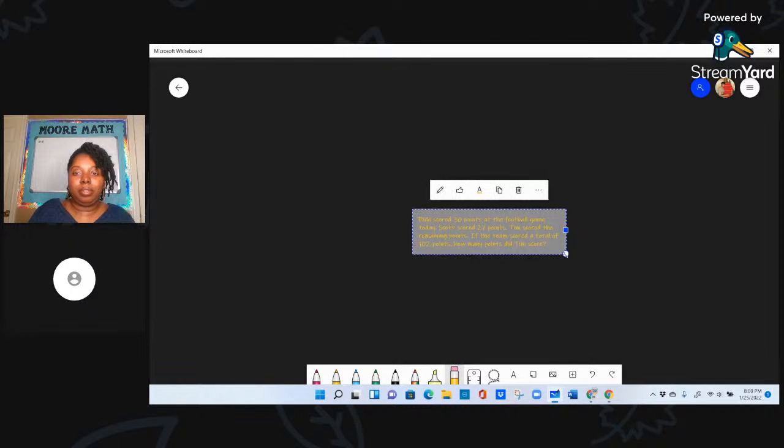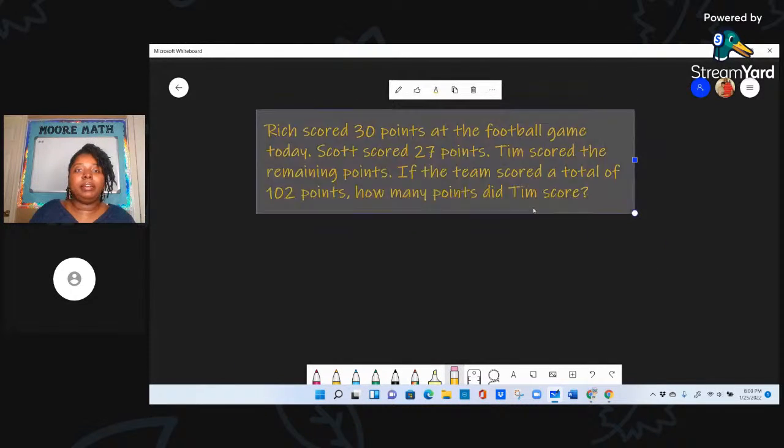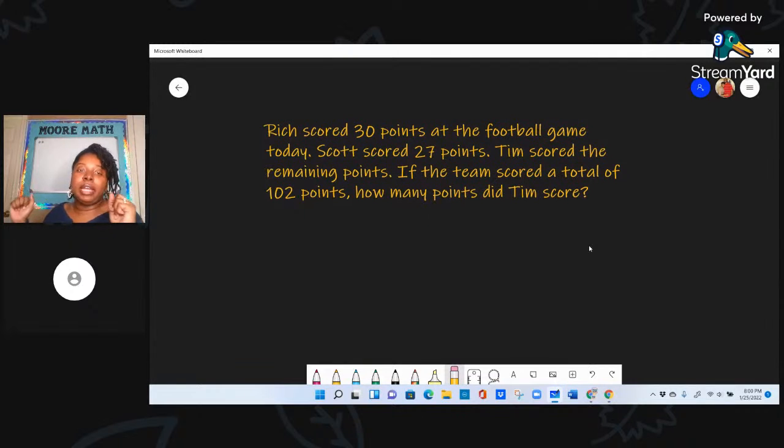All right, here we go. This is a combination question because you're doing so well. Rich scored 30 points at the football game today. Scott scored 27 points. Tim scored the remaining points. If the team scored a total of 102 points, how many points did Tim score? So Rich scored 30 points, Scott scored 27 points, and Tim scored the remaining points. If the team scored a total of 102 points, how many points did Tim score?